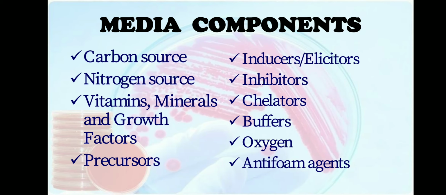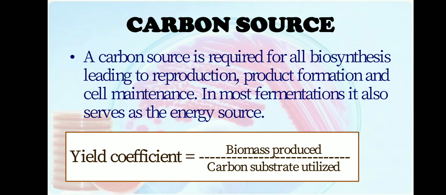So what are the different components of a media? Usually the fermentation media contain carbon source, nitrogen source, vitamins, minerals, growth factors, precursors, inducers, inhibitors, chelators, buffers, oxygen, antifoam agents, and so on. All of these media components we will be seeing one by one in my further slides. So moving on to the carbon source.